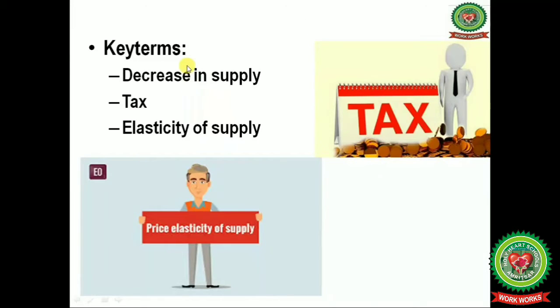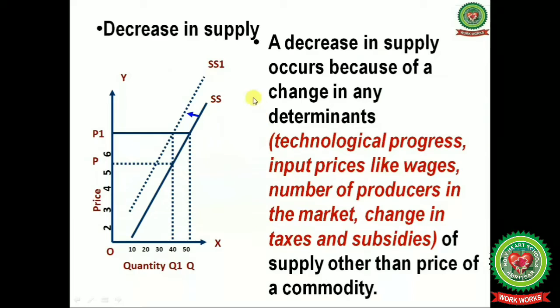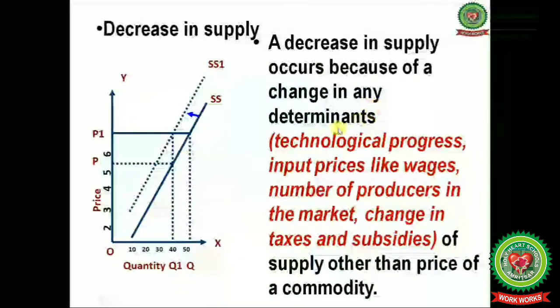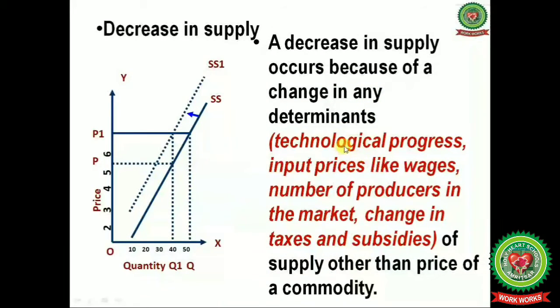Let us discuss some important key terms related to the topic, that is decrease in supply, tax, and elasticity of supply. Firstly, decrease in supply. A decrease in supply occurs because of a change in any determinant. Maybe technological progress, input prices like wages, number of producers in the market, and the change in the government policy, that is taxes and subsidies, other than the price of a commodity.